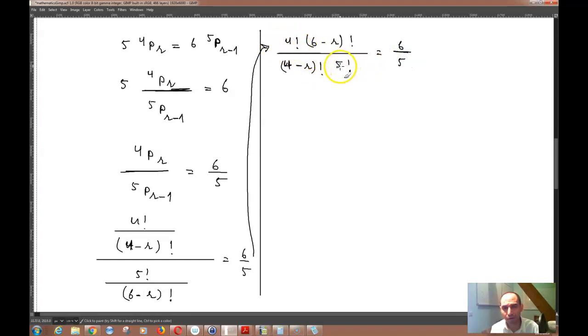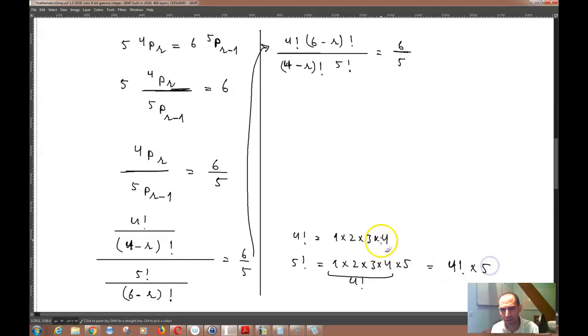Now 4 factorial and 5 factorial, so basically, you know that 4 factorial is the same thing as 1 times 2 times 3 times 4. And 5 factorial you can write as 1 times 2 times 3 times 4 times 5. So that is 4 factorial. So 5 factorial I can write as 4 factorial times 5.